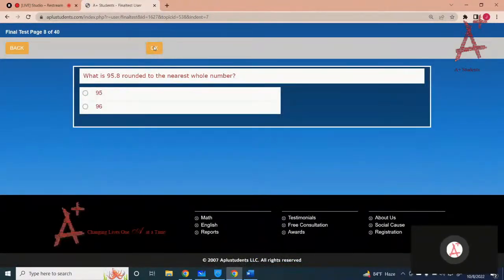What is 95.8 rounded off to? Rounded to the nearest whole number.